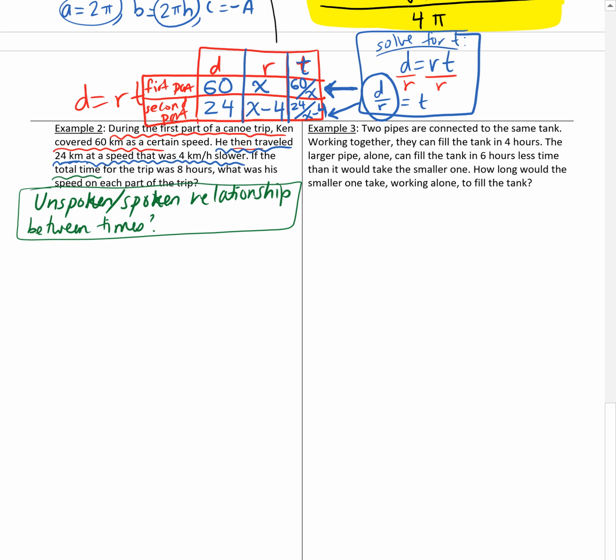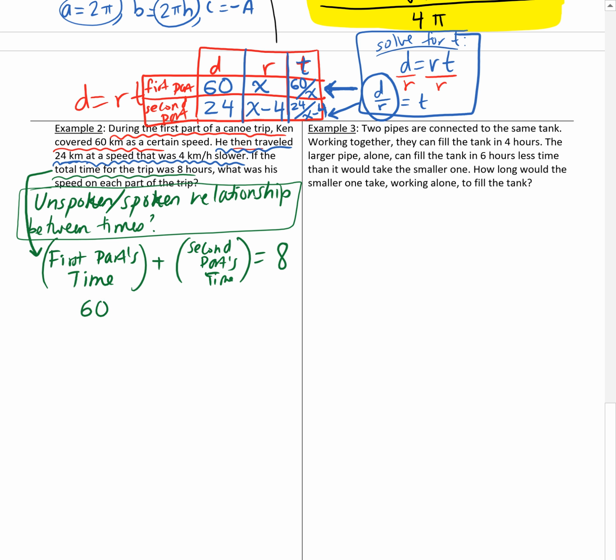It says the total time for the trip was 8 hours. So basically, the total time for the trip means the first part's time, however long you took for the first part, plus however long it took for the second part. Total was 8 hours. But the first part of the trip's time we have from the table, it's 60 over x. That was the time for the first part, plus the time for the second part was 24 over x minus 4. So that's equal to 8. There we go. That's what we're solving.